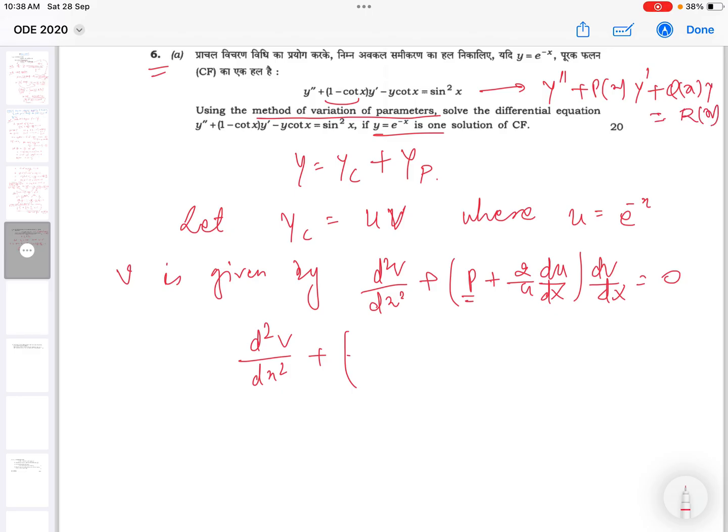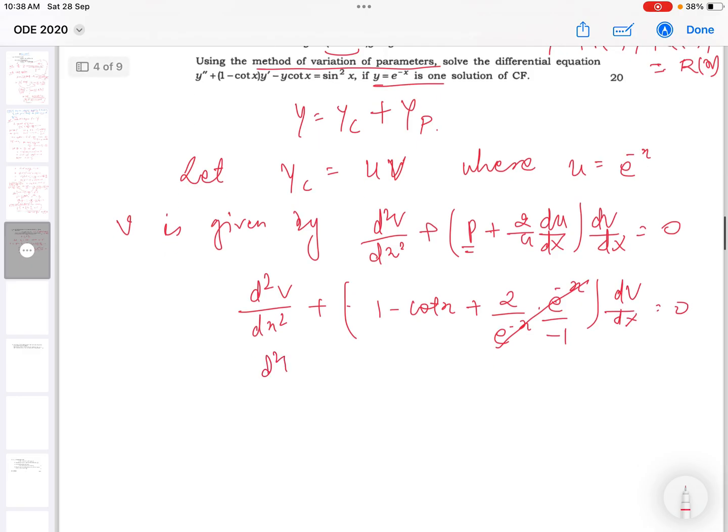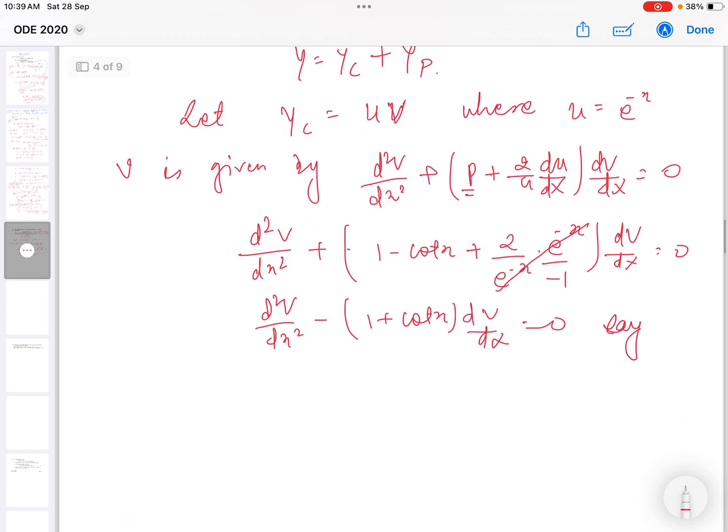So p by comparison comes out to be 1 minus cot x. Fine. Now u is e raised to the power minus x by minus 1, so this gets cancelled. If we complete this, it becomes d2v by dx square minus 2 times 1 plus cot x dv by dx. Say dv by dx equals p. We have to solve this equation.